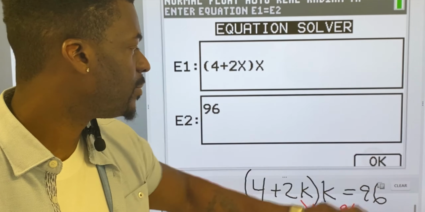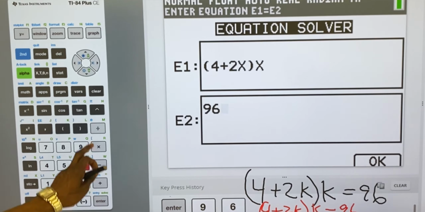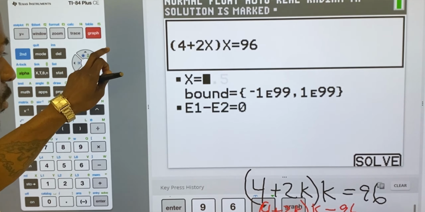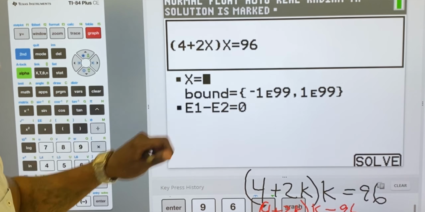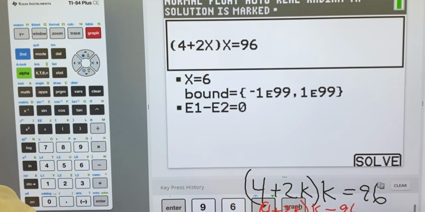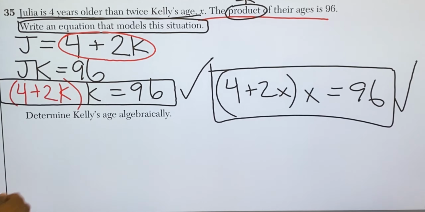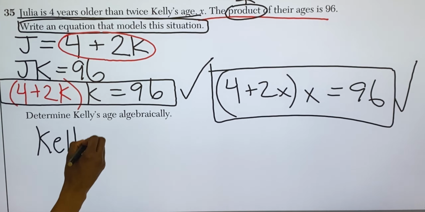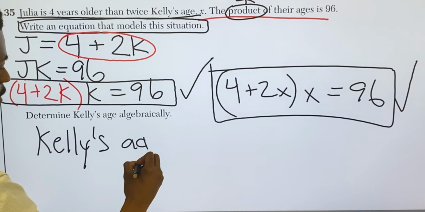Let's see if I get the same. Solve. And I get 6. So 6 is the value that we're looking for. So what's Kelly's age? Kelly's age is equal to 6.